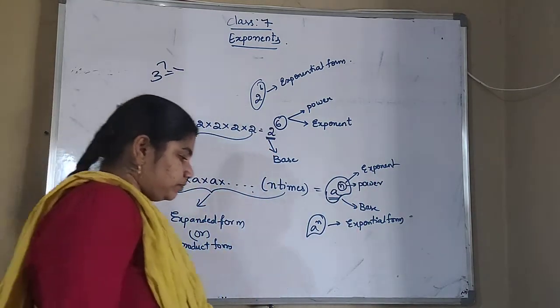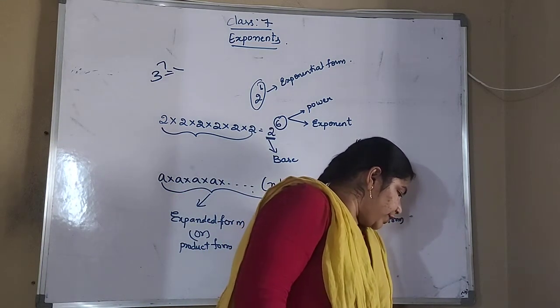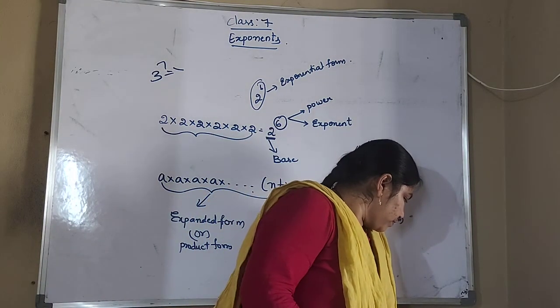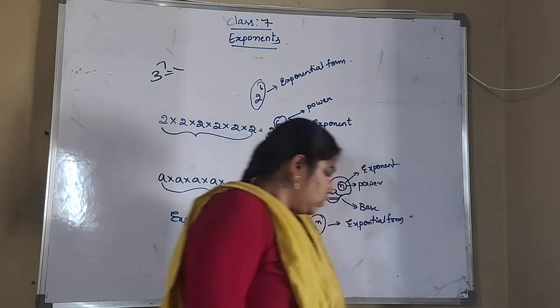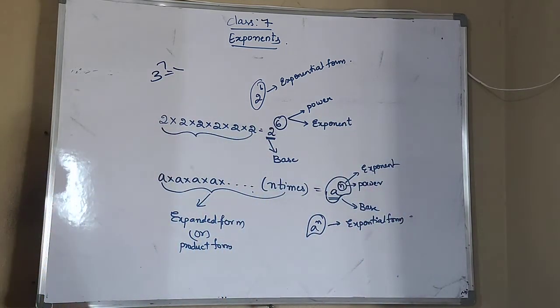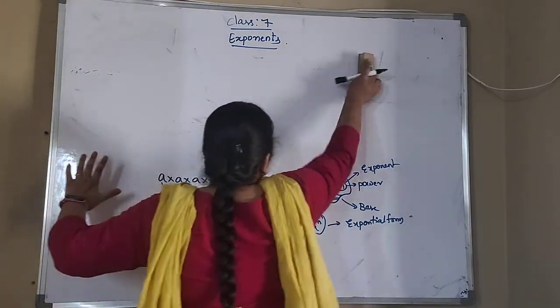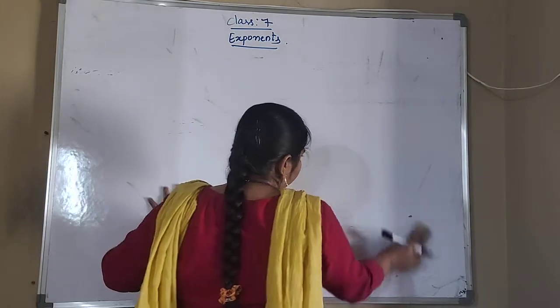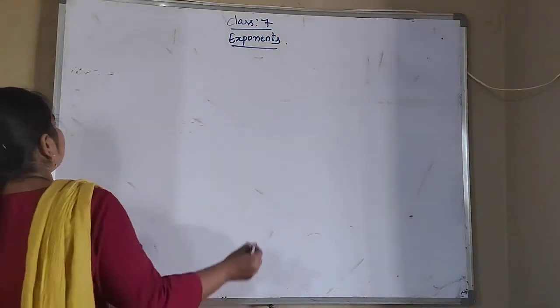Okay, so now next, in this chapter you have different types of formulas. Very important formulas for this chapter. Total 7 to 8 formulas are there. So let us see what those formulas are.